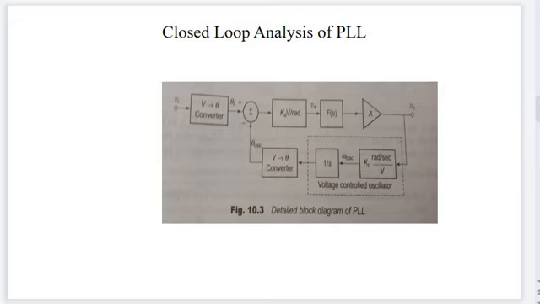This is applied to an error amplifier. This output is again fed to the voltage controlled oscillator. The voltage controlled oscillator output is again given to the voltage to phase converter. This output is applied to the other input of the adder.